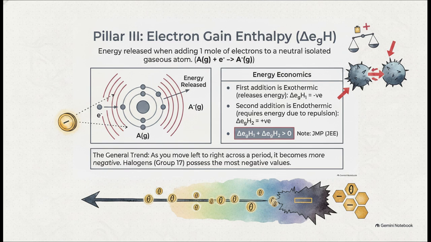But if you try to force a second electron in, you suddenly have to fight the sheer repulsion of that first newly added electron. It becomes endothermic, meaning you literally have to pay energy into the system. Overall, though, this value becomes more negative, meaning more energy is released as you move left to right.